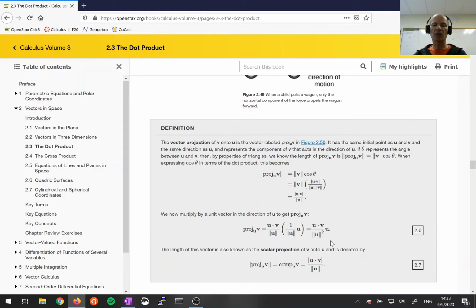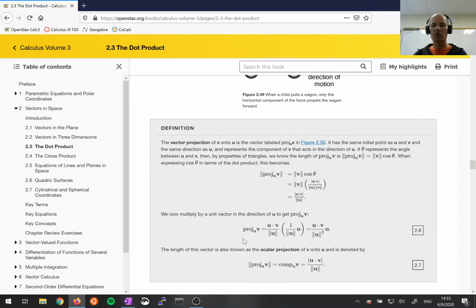This is a vector quantity. Here, U dot V is a scalar, the length of U squared is a scalar, and U is a vector. A scalar times a vector is a vector. Sometimes we don't want the whole vector, we just want the length, or the magnitude, of V in the direction of U, and if that's the case, all we need is this piece right here, U dot V over the magnitude of U, and that's what this is.